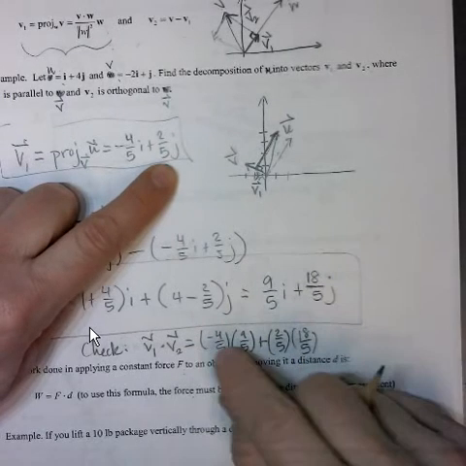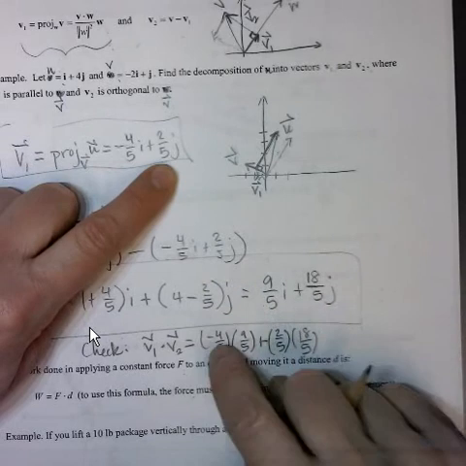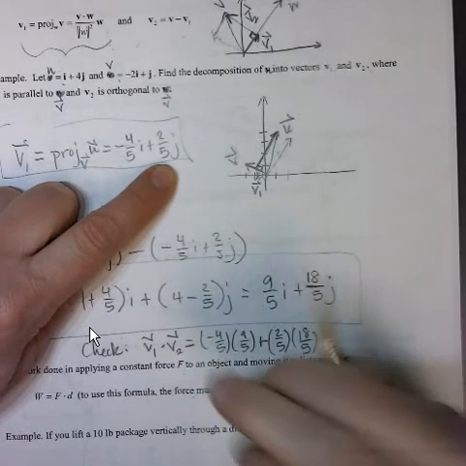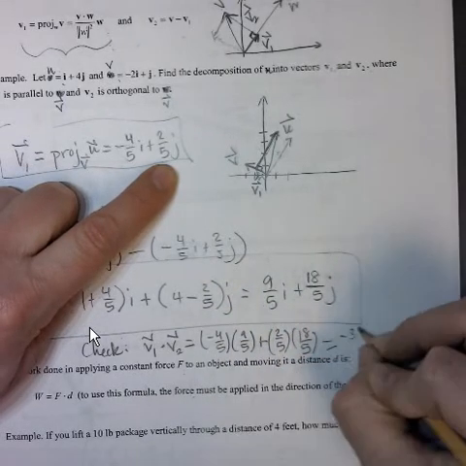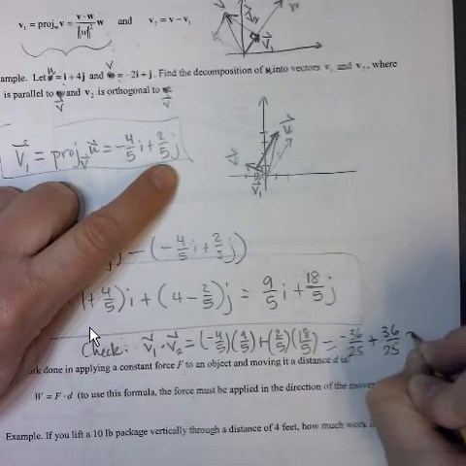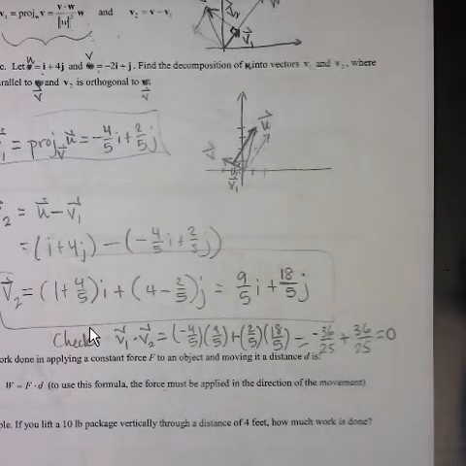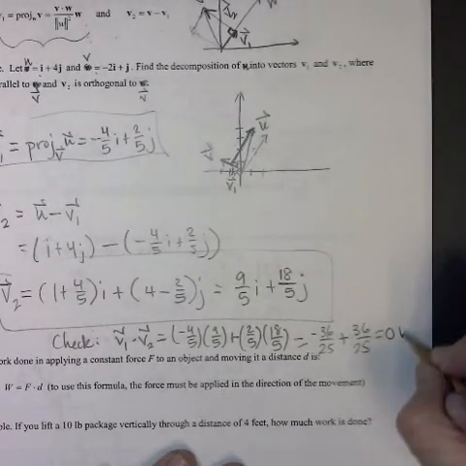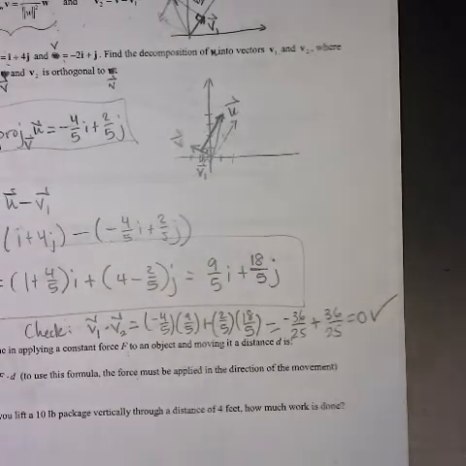Especially since I made that mistake, I would have figured out I did something wrong. So negative 36/25 plus 36/25 equals 0. Make sure I got this on screen. There, I do. Okay, so I feel good about our answer then.